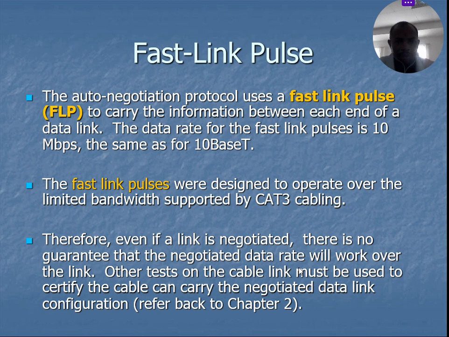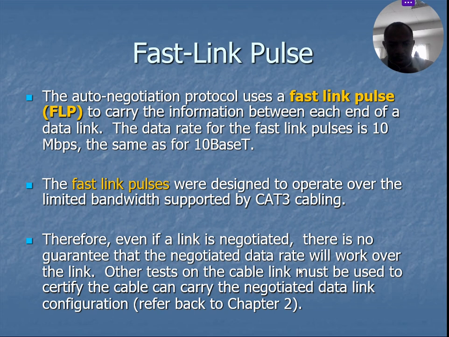We said the auto negotiation protocols use the fast link pulse. These fast link pulses are designed to operate over a limited bandwidth, not a big bandwidth, and they support CAT3. Remember we studied this in chapter 1 or chapter 2 of this course. They are supported by limited bandwidth and by the CAT3 category. CAT3 means category 3 cable.